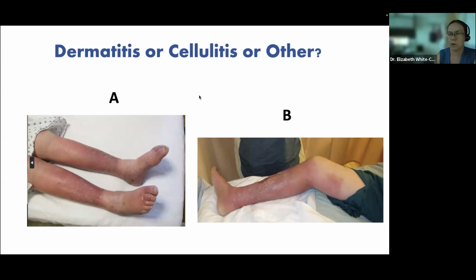Okay, great. So A, yes, for those who answered dermatitis, again, it's that bilateral, that's a classic BLE picture, bilateral lower extremity erythema and edema. And yes, B is it. That is cellulitis, my friends.